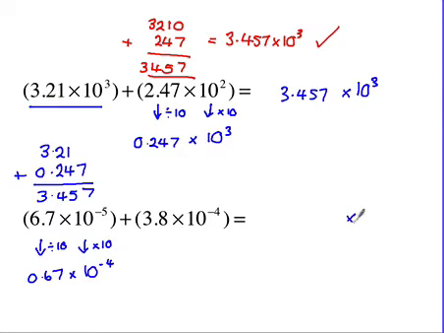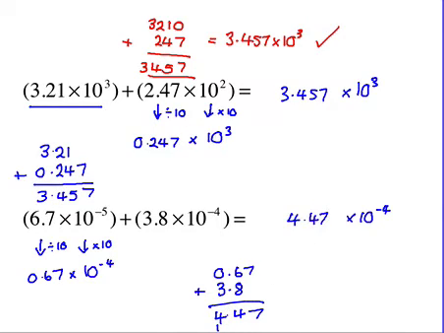So I know that the answer is going to be something times 10 to the power of minus 4. So I just need to add together the parts. 7 add nothing is 7, 6 add 8 is 14, carry the 1, and I get 4.47 times 10 to the power of minus 4.